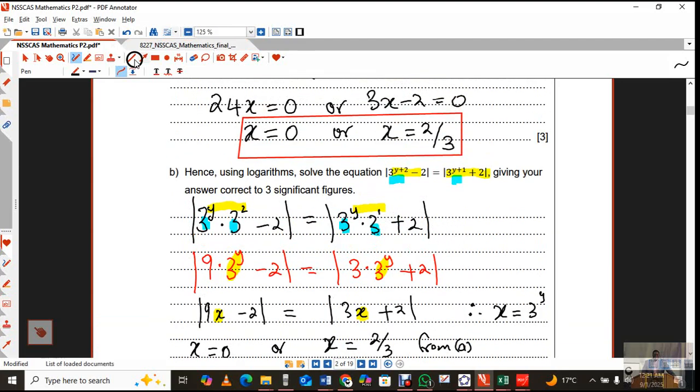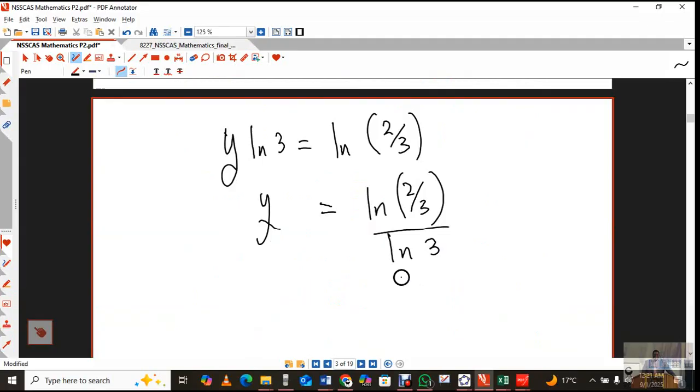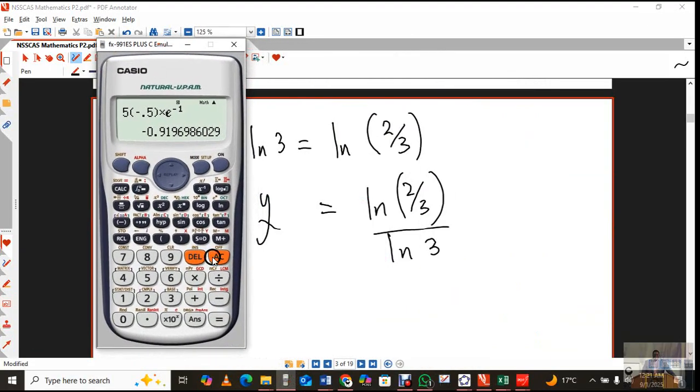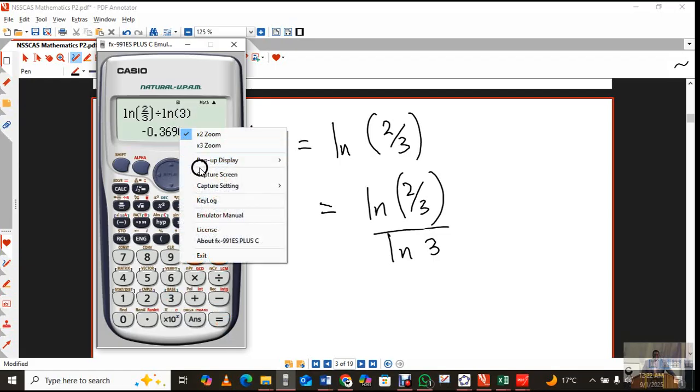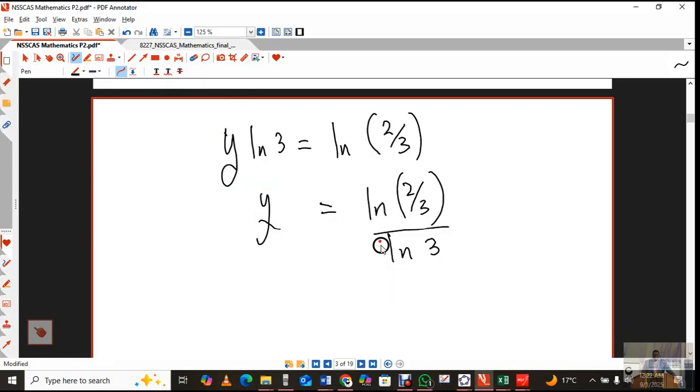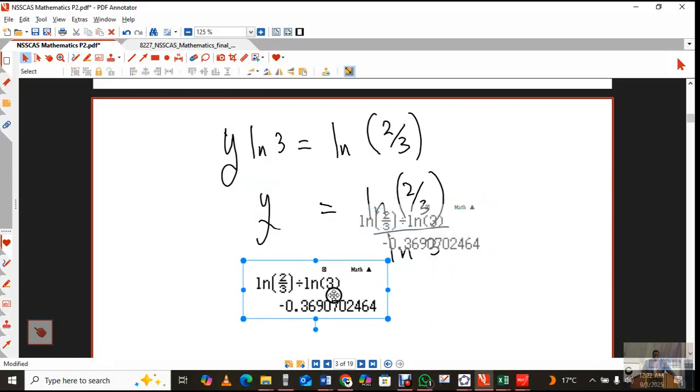Now, are they asking for the exact answer? No, they are saying give your answer to 3 significant figures. So we'll just grab our calculator and we'll do this on the calculator. So that's the natural log of 2 over 3. You should divide that by the natural log of 3. Okay, right, that answer over there, I'm just going to copy it. That is my answer that I have.